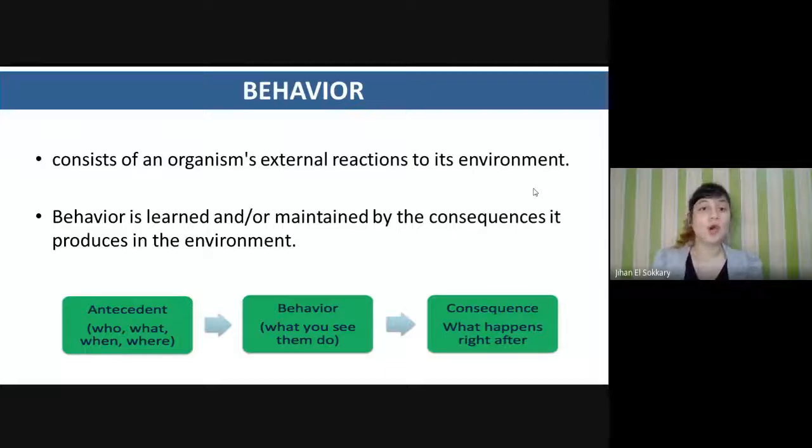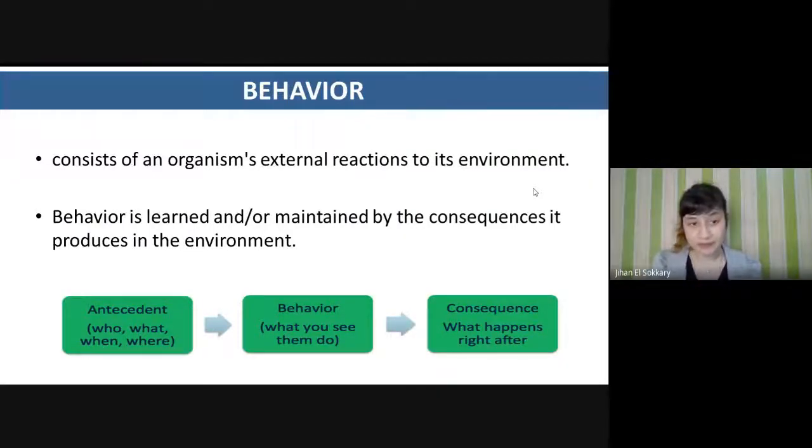Now let us define what is behavior. To begin with, behavior consists of an organism's external reaction to its environment. Behavior is learned and or maintained by the consequences it produces in the environment. Meaning behavior is not permanent. It could be changed, it could be shaped into a better one.